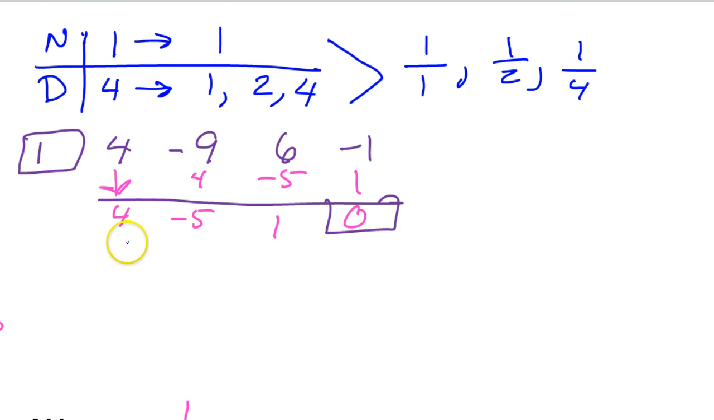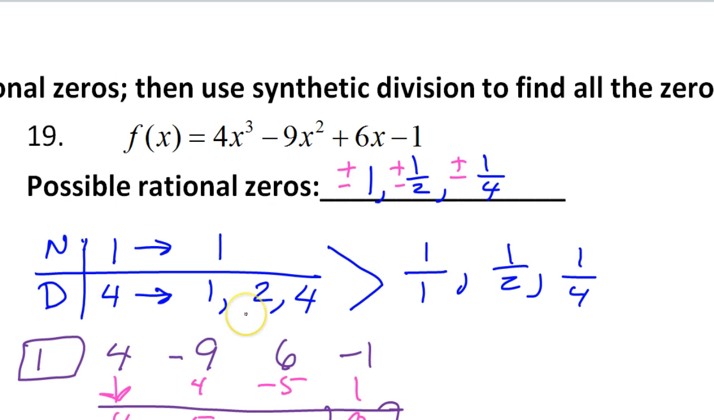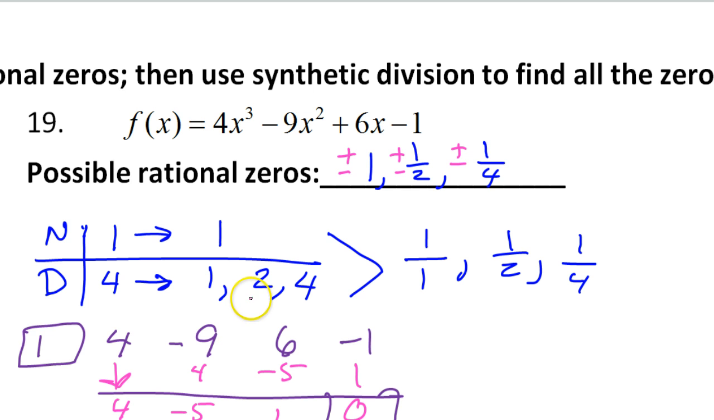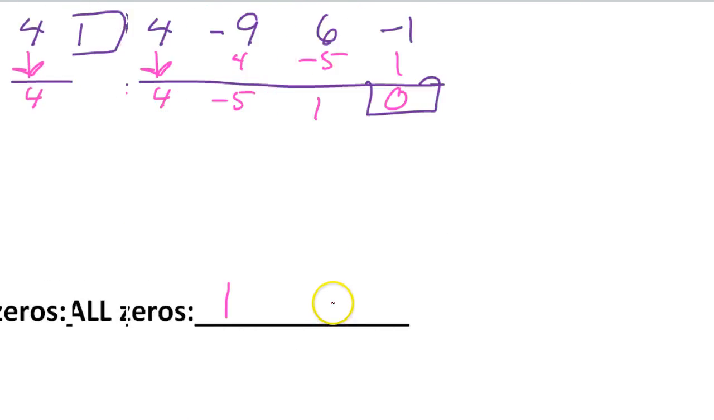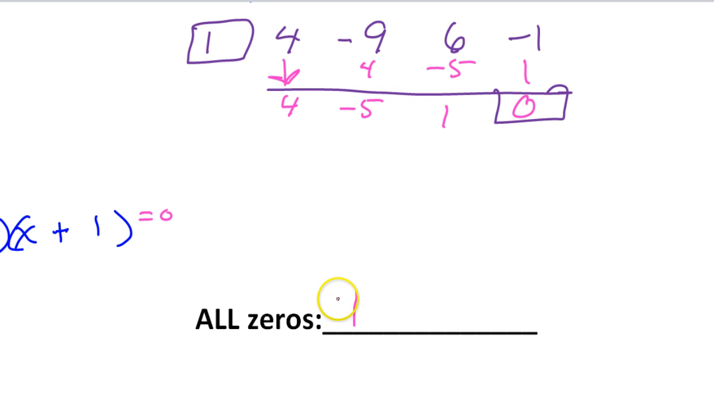Now that we found one of them, I don't need to do any more synthetic. How can I find the other? By the way, how many zeros are we sort of expecting? 3. We're expecting 3. How did you know that? Based on what, though? The exponent, the degree. Okay, when the degree is 3, if you count repeated zeros and imaginary zeros, there will be exactly 3. Okay, so we found 1 so far. How will I find the other 2 without doing more synthetic division?